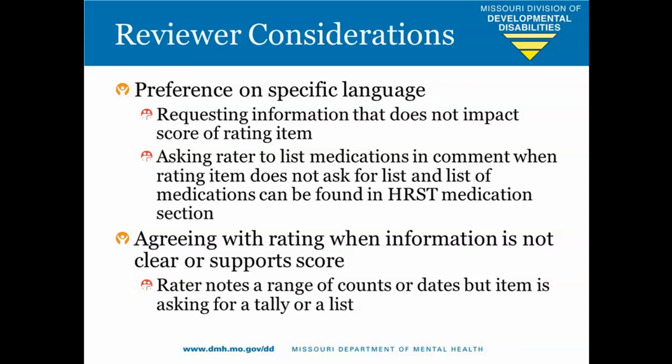On the flip side, data analysis also discovered that reviewers are agreeing with a rating item where the comment does not support the score. An example here would be rater notes where the rater would make a note for a range when we're needing a count, say like 45 to 70, but the rating item is actually asking for an actual count. Next slide, please.